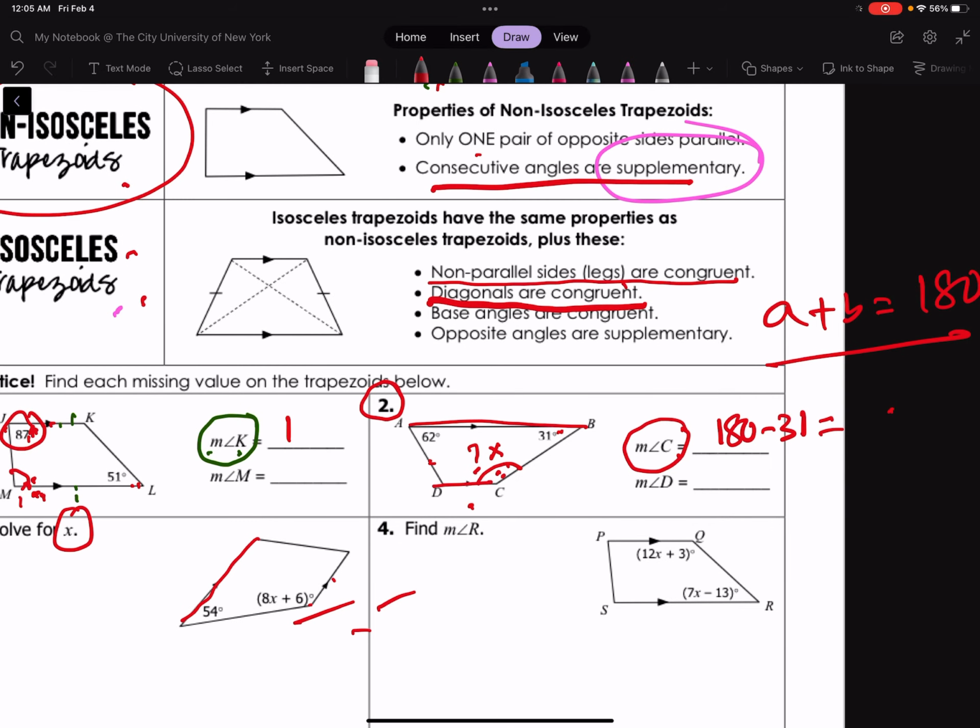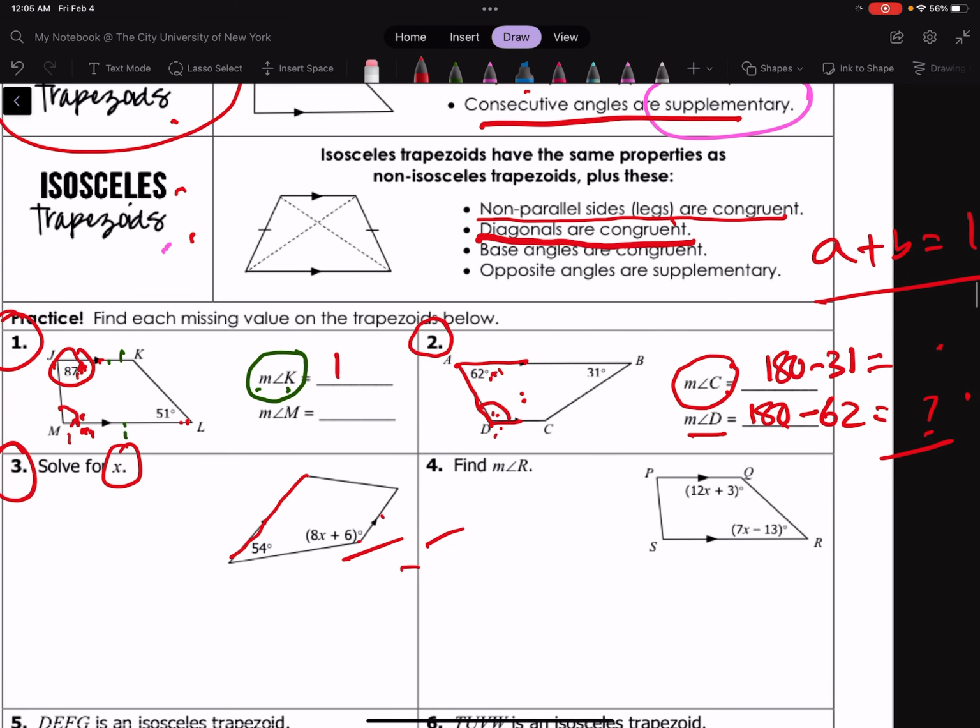And the other question asks us for D. Again, these are the parallel sides in between, so that should be supplementary to 62. So 180 minus 62, find out what it is. All right, and now try number 4.